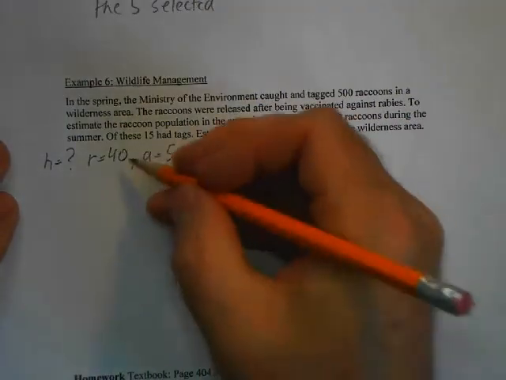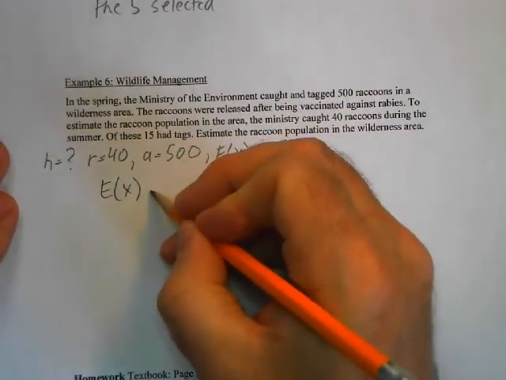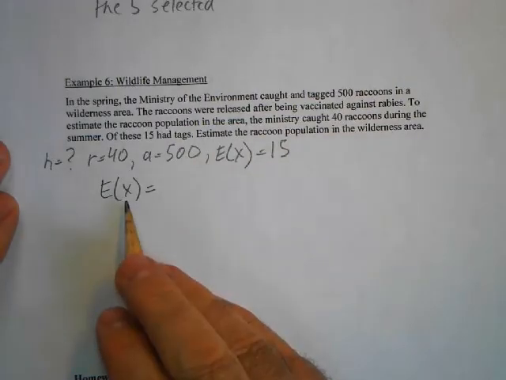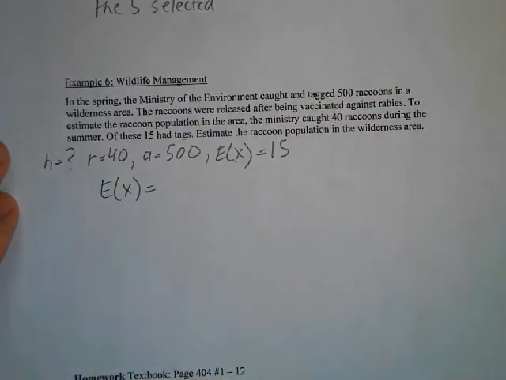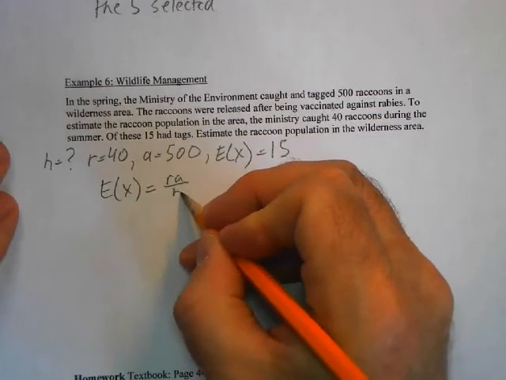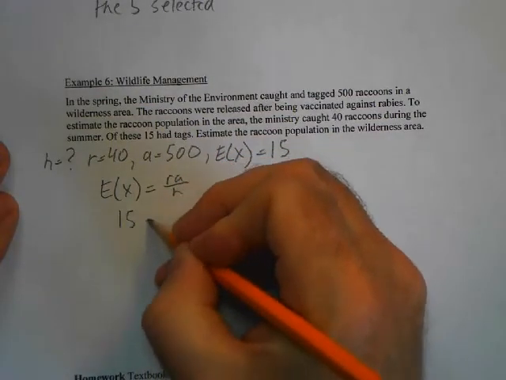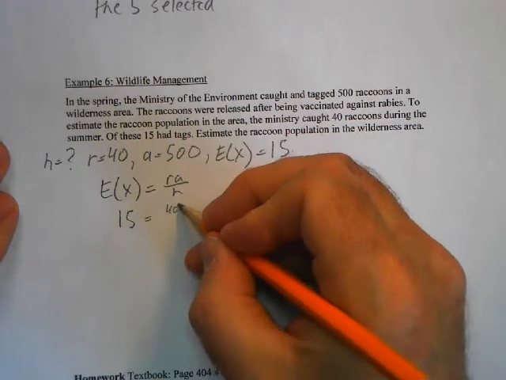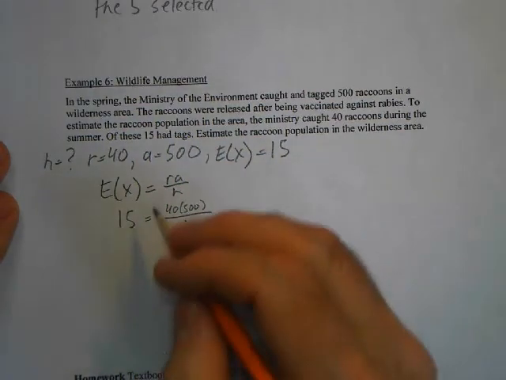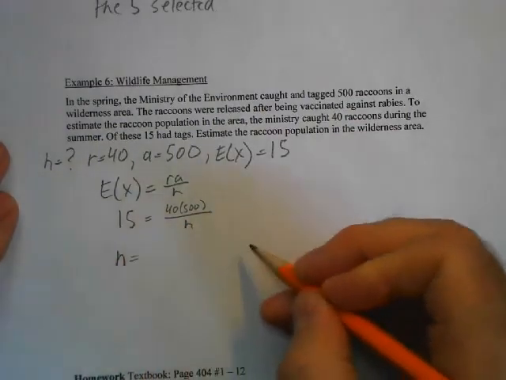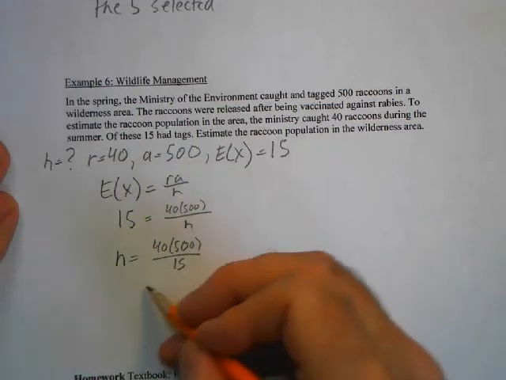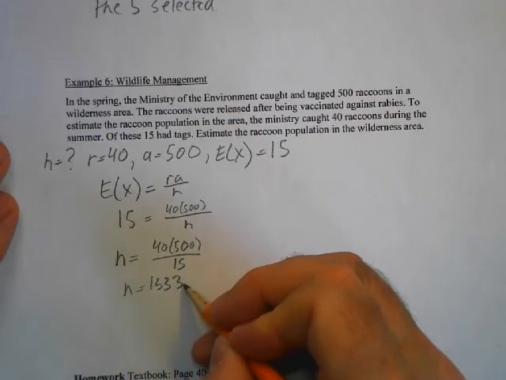Okay, so I'm just going to go ahead and do the formula. Expected value of x, where the random variable x is the number of tagged raccoons, is RA over N. If I plug in the numbers, I have 15 is equal to 40 times 500 over N. If I multiply both sides by N and then divide by 15, I get N equals 40 times 500 over 15, which is equal to 1333.3.